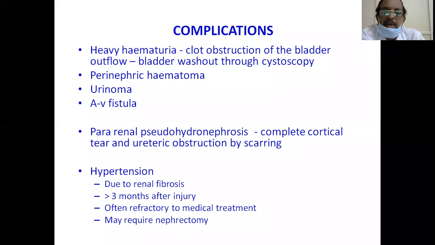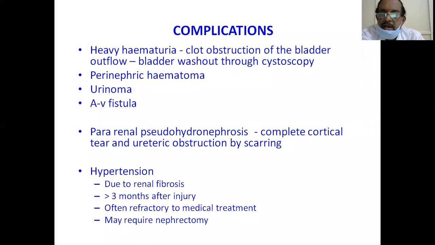And there is a perinephric hematoma occurring afterwards. If there is communication to the calyces, there can be urine outside and it can form a urinoma. An injury to the vasculature may result in formation of an AV fistula. Sometimes there is urinary extravasation outside and you treat them conservatively. It can cause a thing called pararenal pseudohydronephrosis.